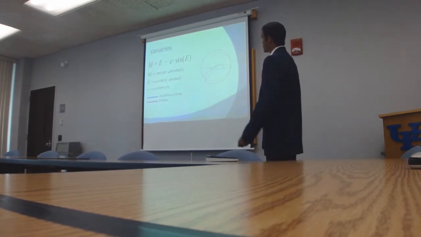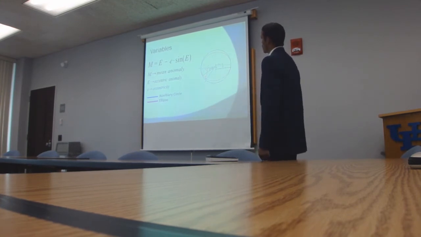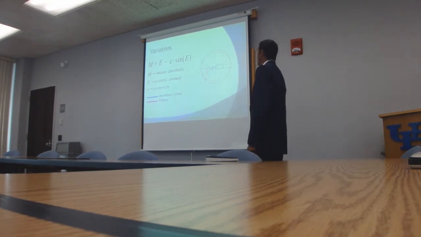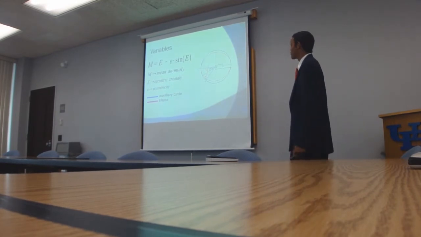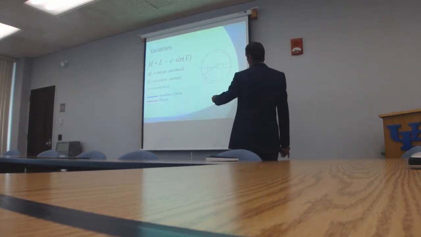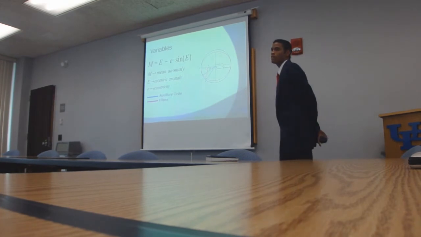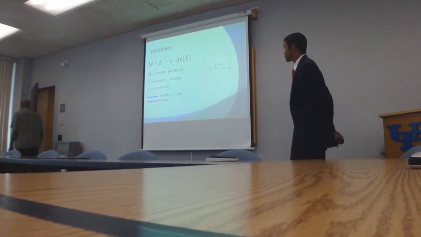These are the variables. This is the actual equation that I'm going to talk to you about. Uppercase M is the mean anomaly. Uppercase E is the eccentric anomaly. Anomalies doesn't mean the actual word in the English sense, but they mean angles. They're right here in this circle, the eccentric anomaly and the mean anomaly. They're simply angles that help us describe the trajectory of these orbits.